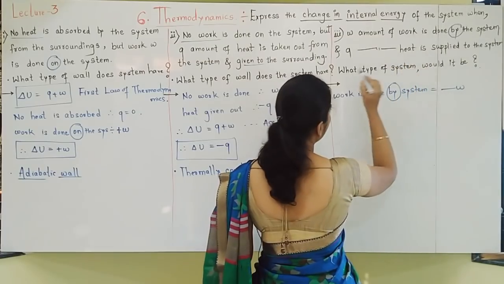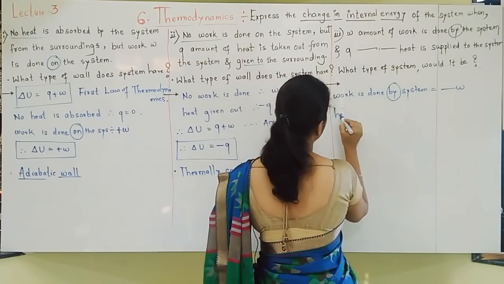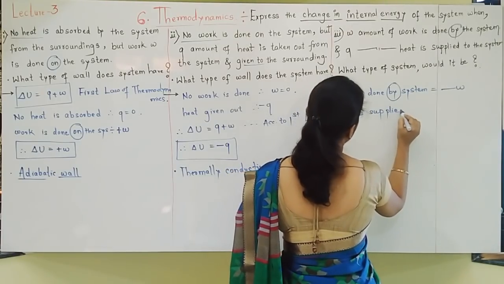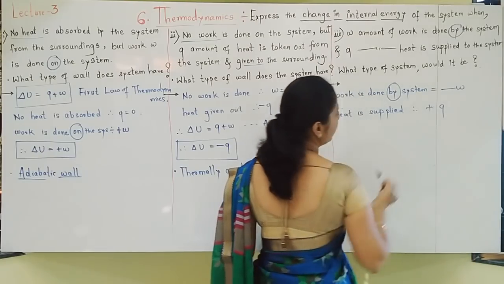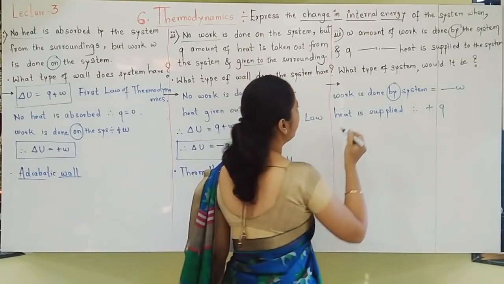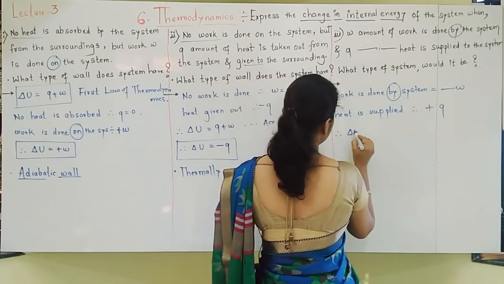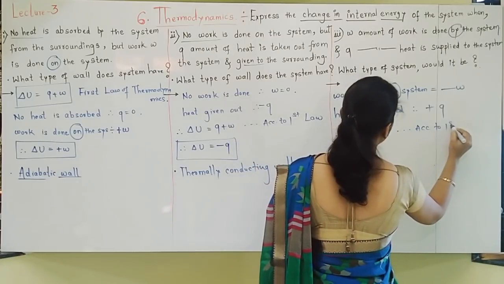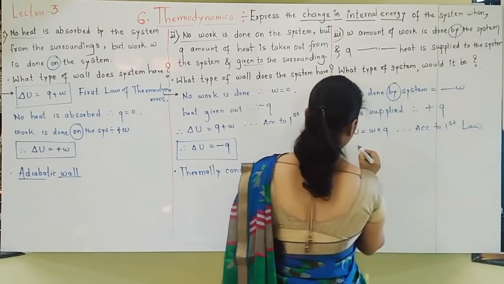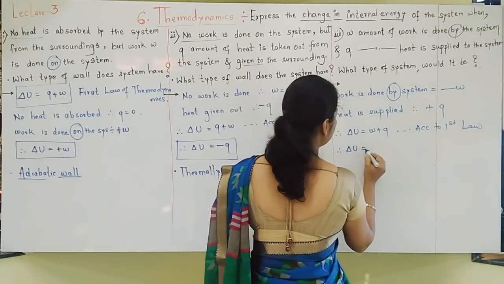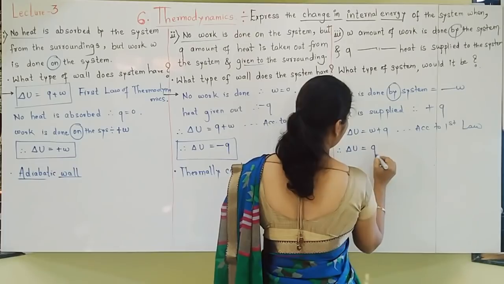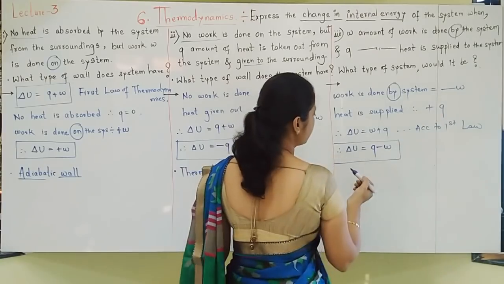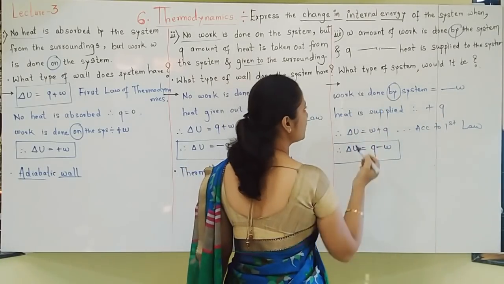Q amount of heat is supplied to the system. Heat is supplied. Therefore, heat must be plus Q. So, delta U becomes W plus Q according to the first law. In this case, it becomes Q minus W. Correct? Q minus W. Now, what type of system would it be?